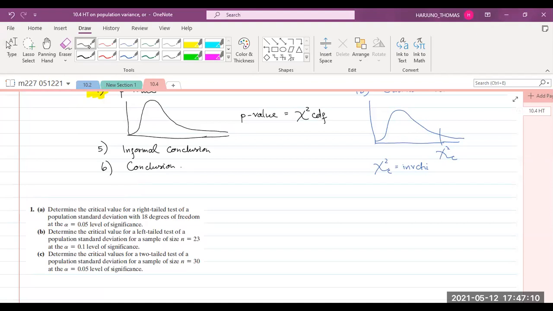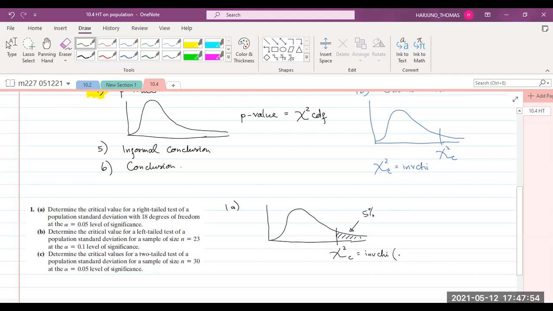Number 1A, determine the critical value for a right-tail test of a population standard deviation with 18 degrees of freedom. So the degrees of freedom is 18 and alpha equals 0.05. Let's sketch the chi-square distribution. It's a right tail, so the area of the tail on the right-hand side should be 5%. We want to find this chi-square critical. It will be inverse chi, area to the right 0.05, degree of freedom 18.